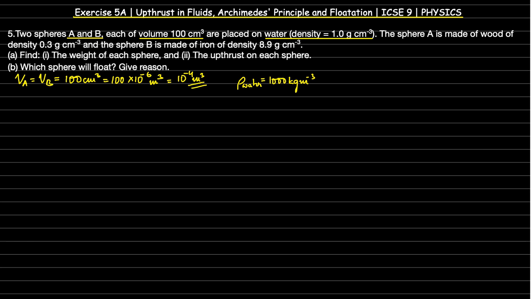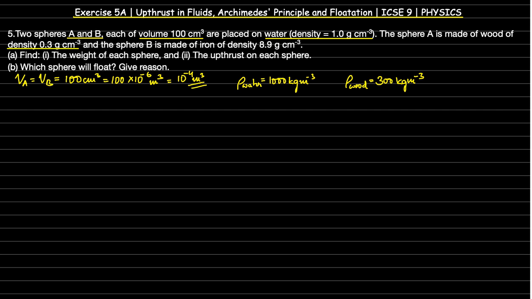The sphere A is made of wood. So density of wood is given as 0.3 gram per centimeter cube. So I will write rho of wood is equal to 0.3 gram per centimeter cube. When we convert to kg per meter cube, we multiply by 1000. So 0.3 into 1000 gives us 300 kg per meter cube. Now density of wood, we have got it as 300 kg per meter cube.